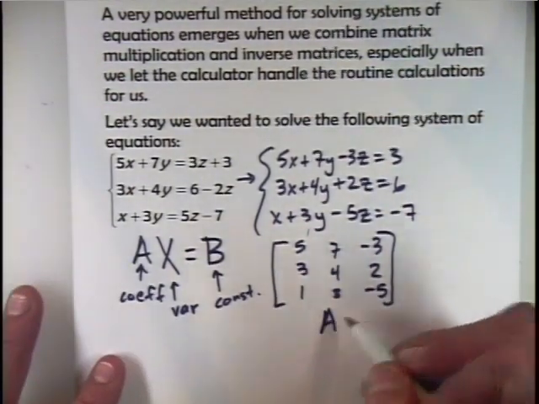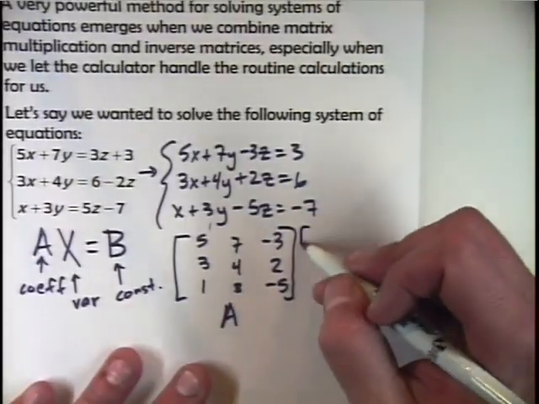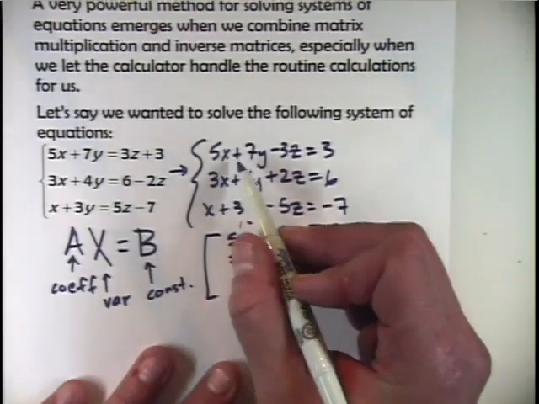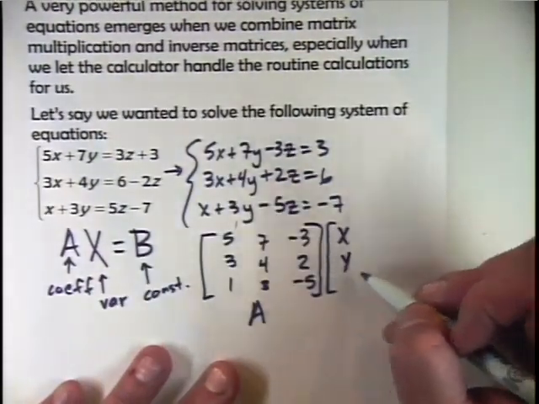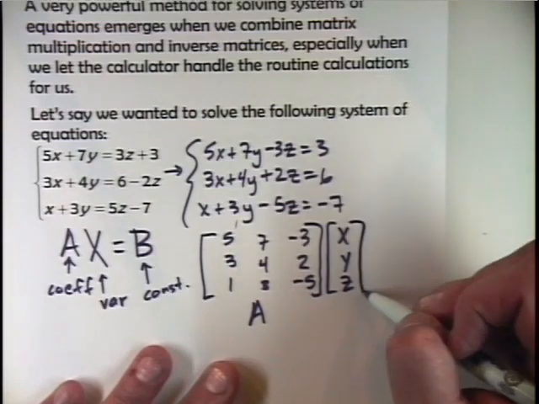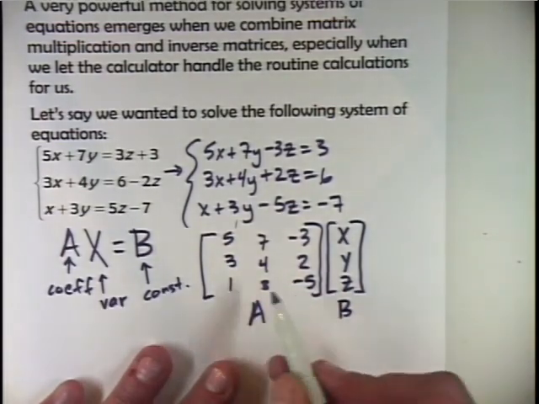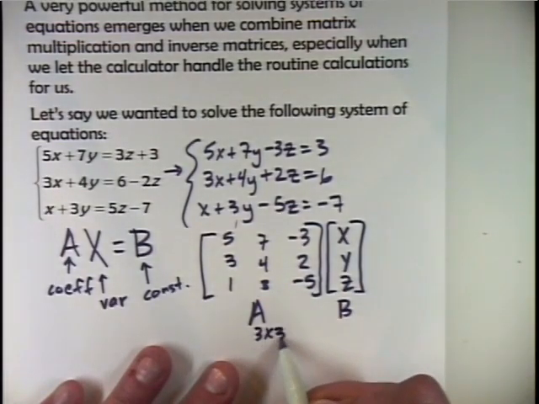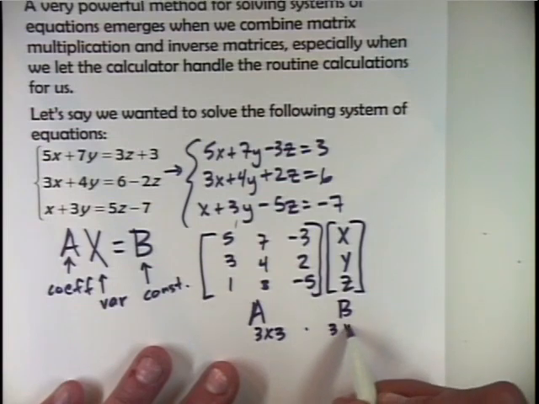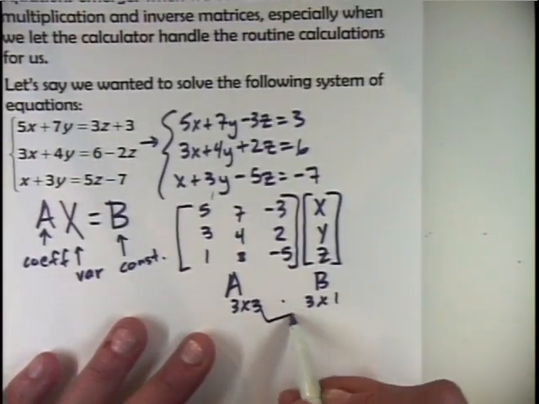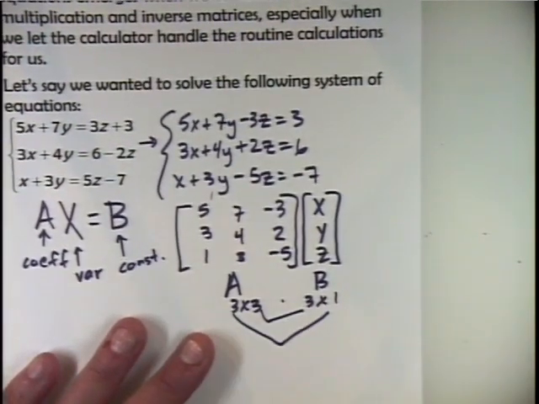So that's matrix A. Now the variable matrix is going to be my variables, x, y, z. And I'm going to write it like this, as a 3 by 1. Because a 3 by 3 times a 3 by 1 should work, since these are the same, and I should get a 3 by 1 as my result.